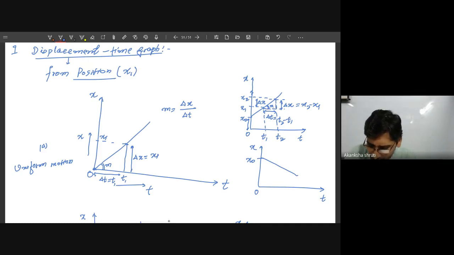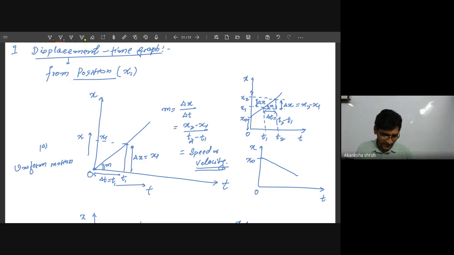So this will be the triangle form. So the slope of this hypotenuse will give us the velocity. So it is basically x2 minus x1 by t2 minus t1. So this is equal to our speed, or a better word is velocity, but without changing direction. So this is the significance. This we have already learned.